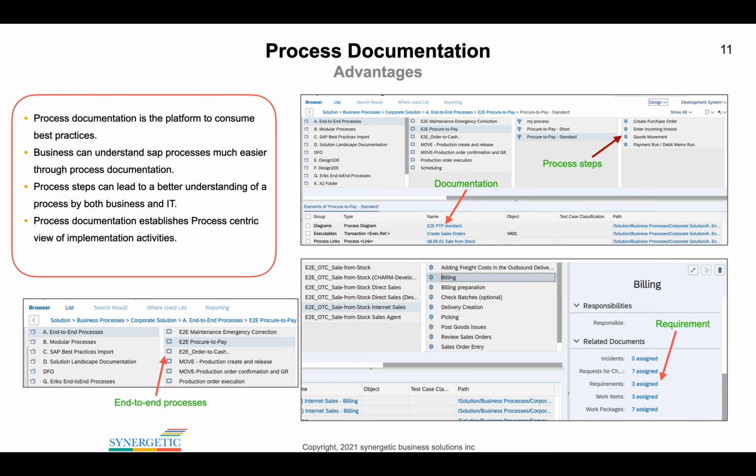So here's a picture of how the process documentation looks. For example, on the right-hand side, you see all these process steps, and at the bottom you see all the documentation attached to a particular process. At the bottom you'll also see the requirements, work items, and work packages all attached to a particular end-to-end business process. So it creates a process-centric view. Actually, that's one advantage of process documentation.